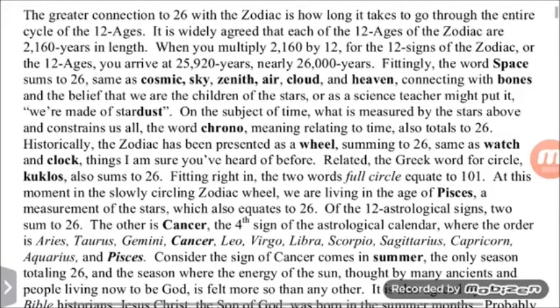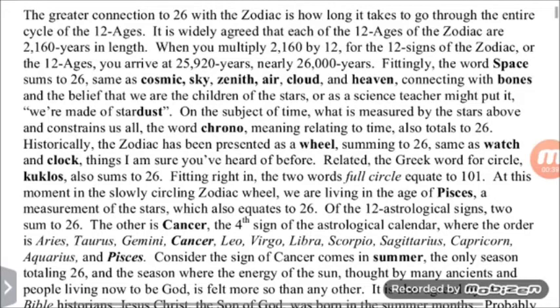The greater connection to 26 with the zodiac is how long it takes to go through the entire cycle of the 12 ages. It is widely agreed that each of the 12 ages of the zodiac are 2,160 years in length. When you multiply 2,160 by 12 for the 12 signs of the zodiac, or the 12 ages, you arrive at 25,920 years, nearly 26,000 years.